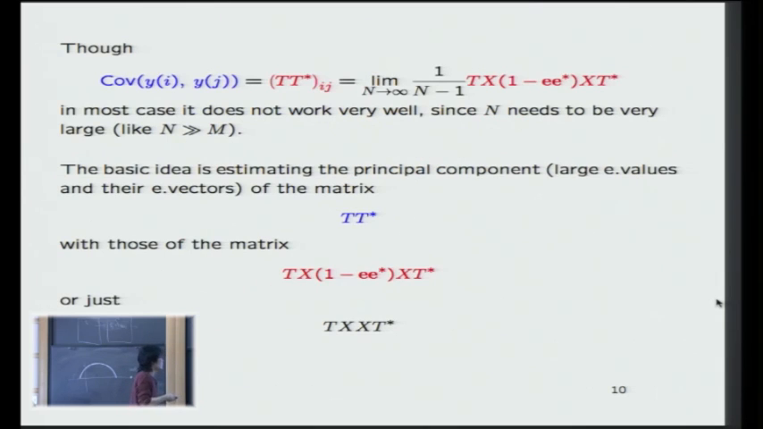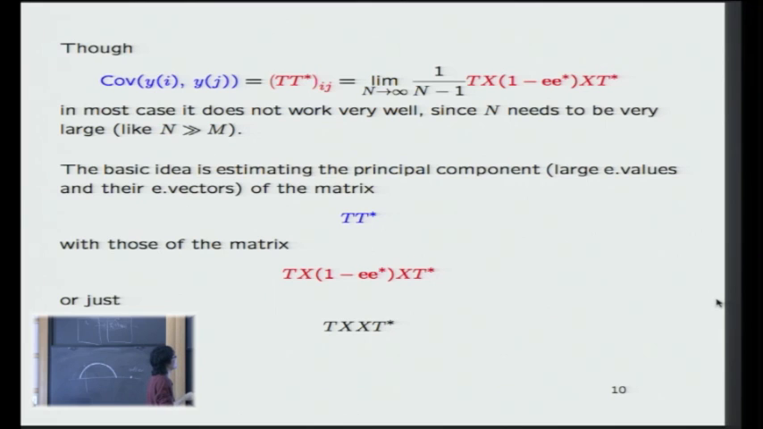Now, though we have this formula, we know the limit as n goes to infinity. The limit is this, but the issue is that n must be very, very large. Then you will see the convergence. If you don't have many measurements, what can you do?